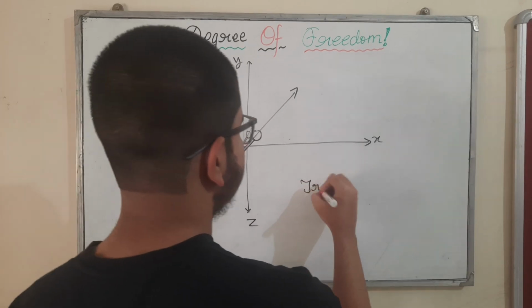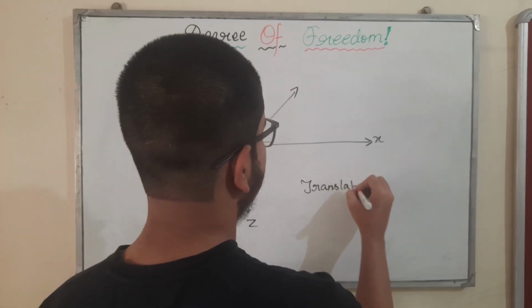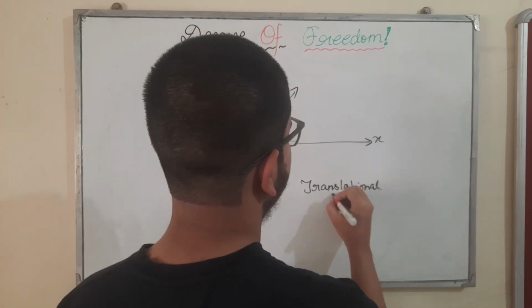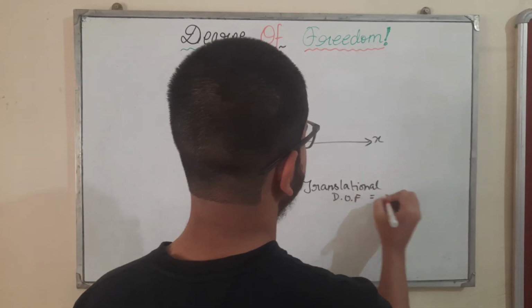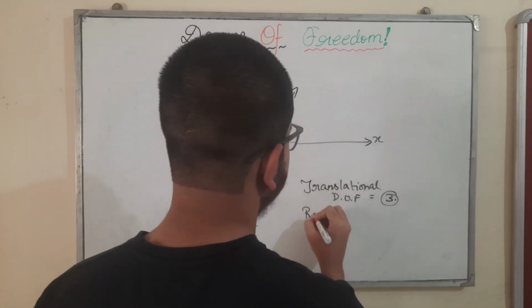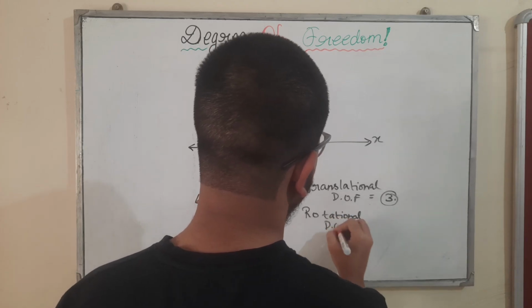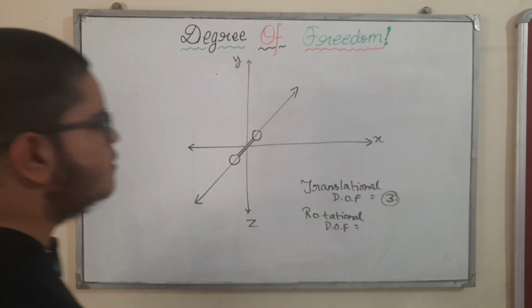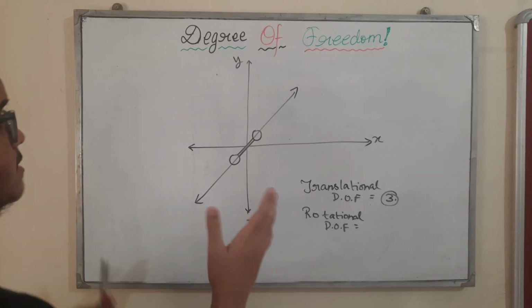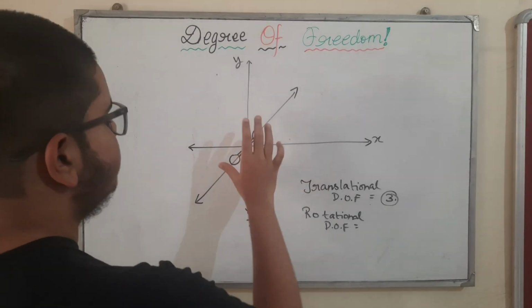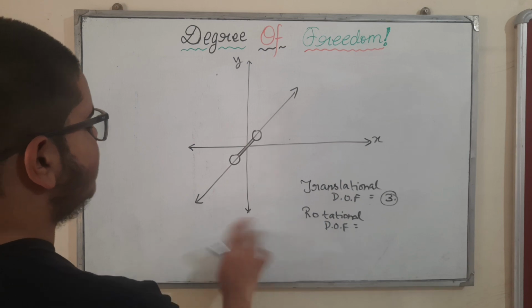But before that, translational DOF is again definitely 3. You can move along all 3 axes. Translational DOF equals 3. But the major concern here is rotational DOF. How many ways can it rotate? We are not sure of that. Let's experiment with it. Okay, x, y, z.